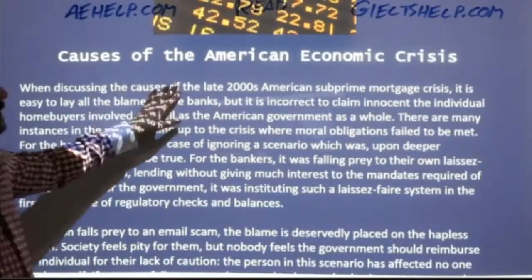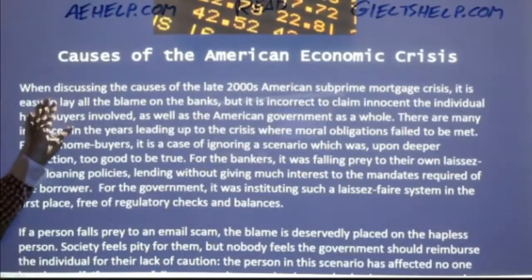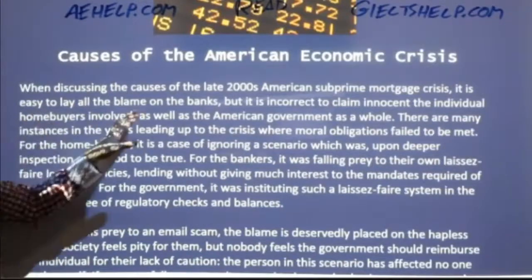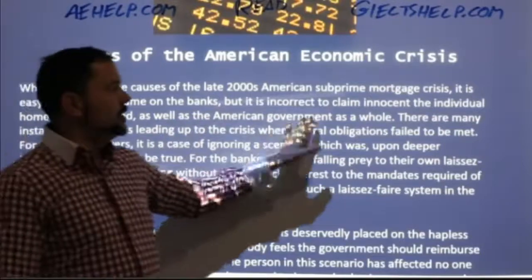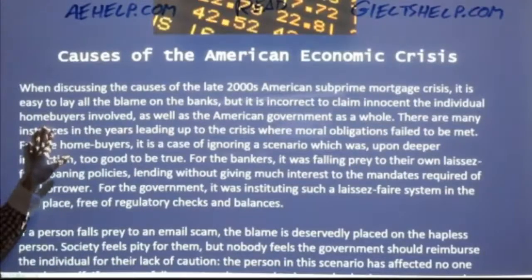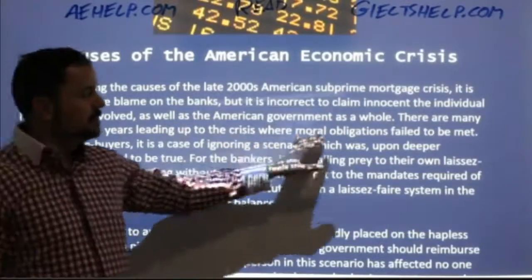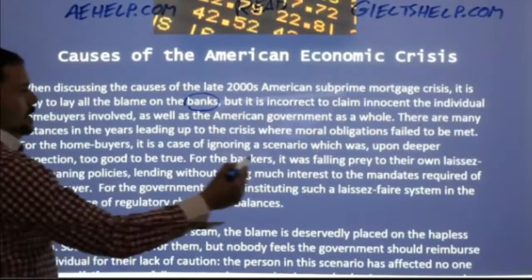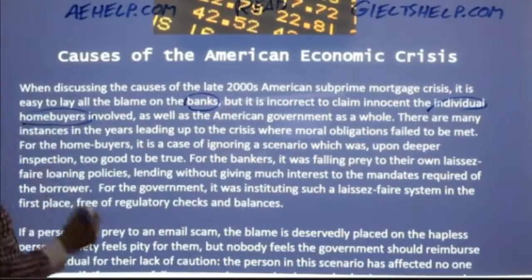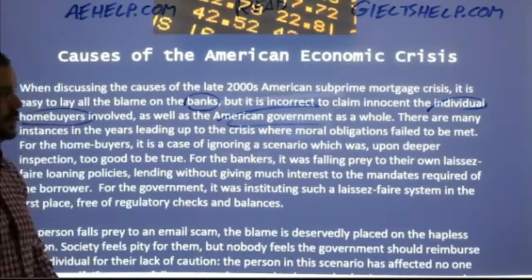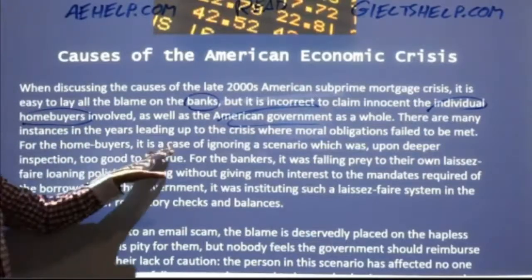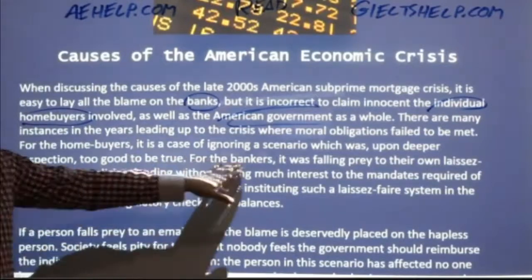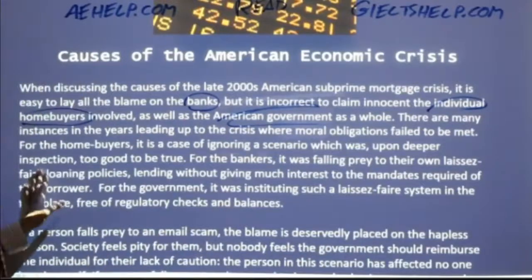Read with me. Causes of the American economic crisis. When discussing the causes of the late 2000s American subprime mortgage crisis, it is easy to lay all the blame on the banks. But it is incorrect to claim innocent the individual home buyers involved, as well as the American government as a whole. Very important. Okay, so banks, individual home buyers, and American government. That's really important here. There are many instances in the years leading up to the crisis where moral obligations failed to be met. For the home buyers, it is a case of ignoring a scenario which was, upon deeper inspection, too good to be true.